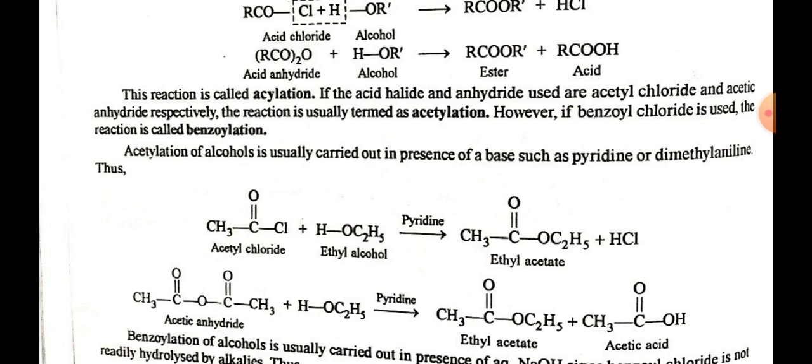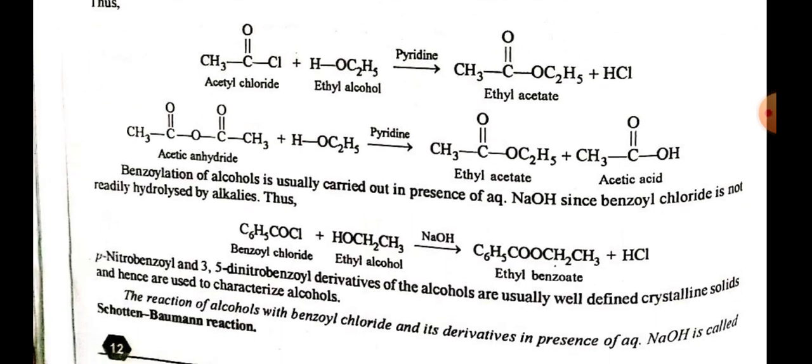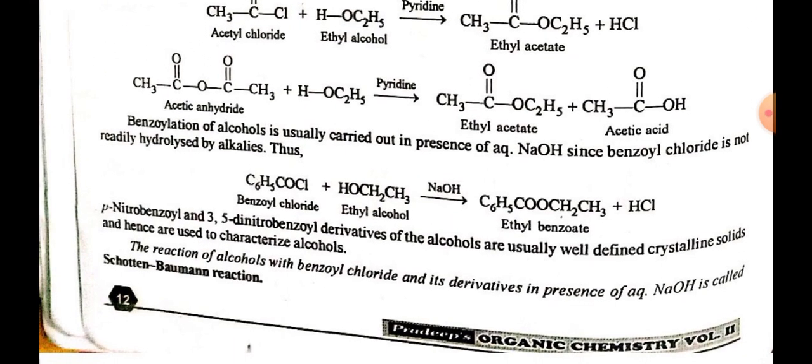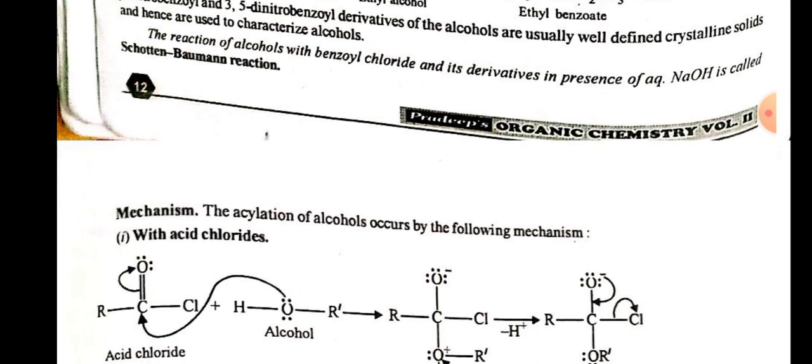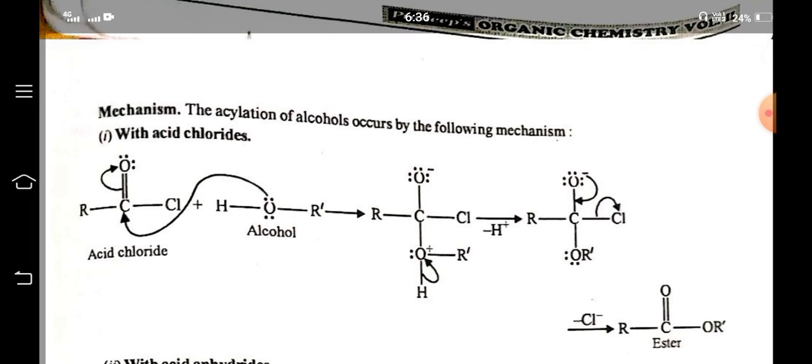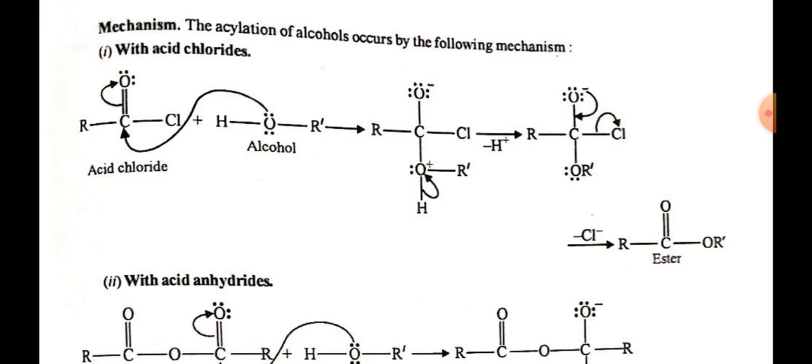In the presence of NaOH, the reaction of benzoyl chloride and ethyl alcohol gives ethyl benzoate and HCl. P-nitrobenzoyl and 3,5-dinitrobenzoyl derivatives of alcohols are usually well-defined crystalline solids and hence are used to characterize alcohols. Reactions of alcohols with benzoyl chloride and its derivatives in the presence of aqueous NaOH is called the Schotten-Baumann reaction. This is what we also call the Schotten-Baumann reaction. Its mechanism you can see.